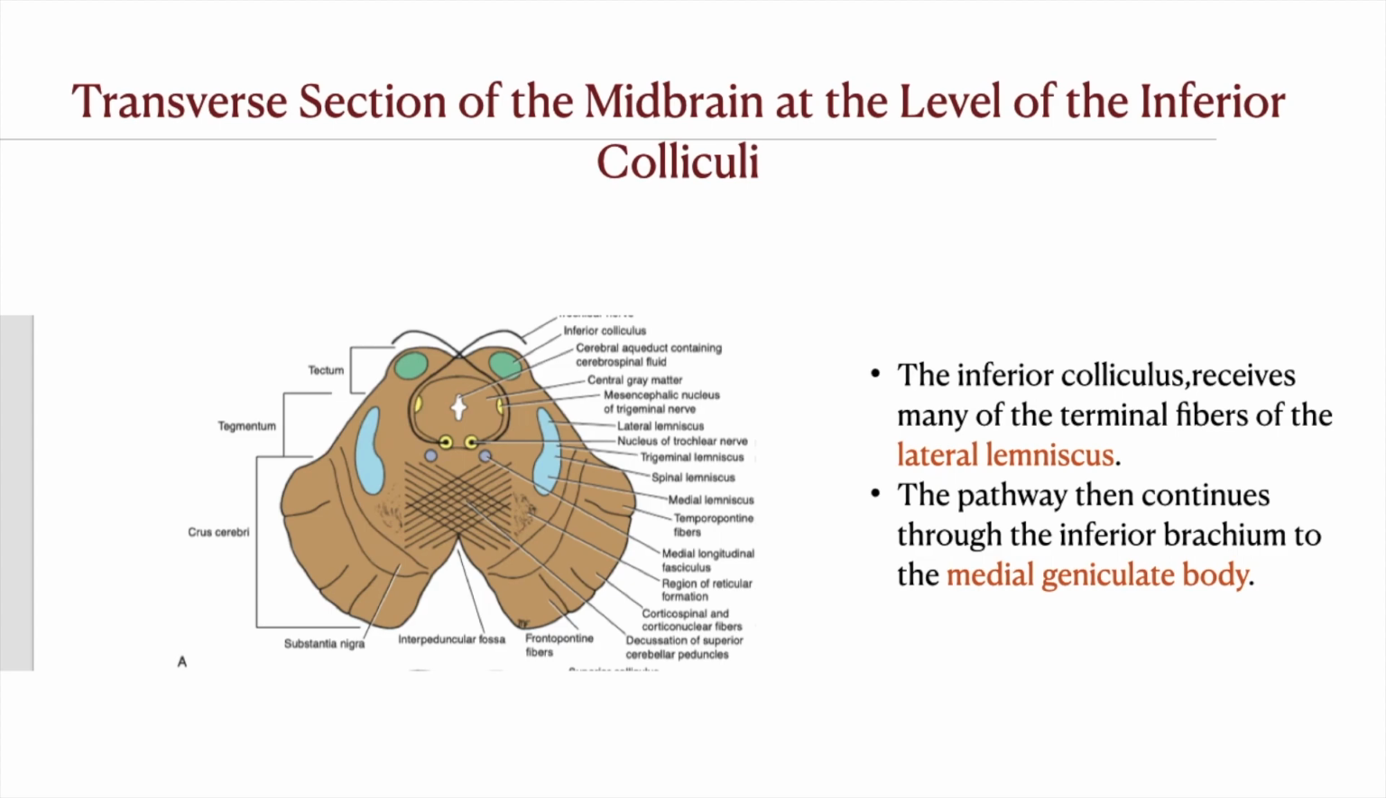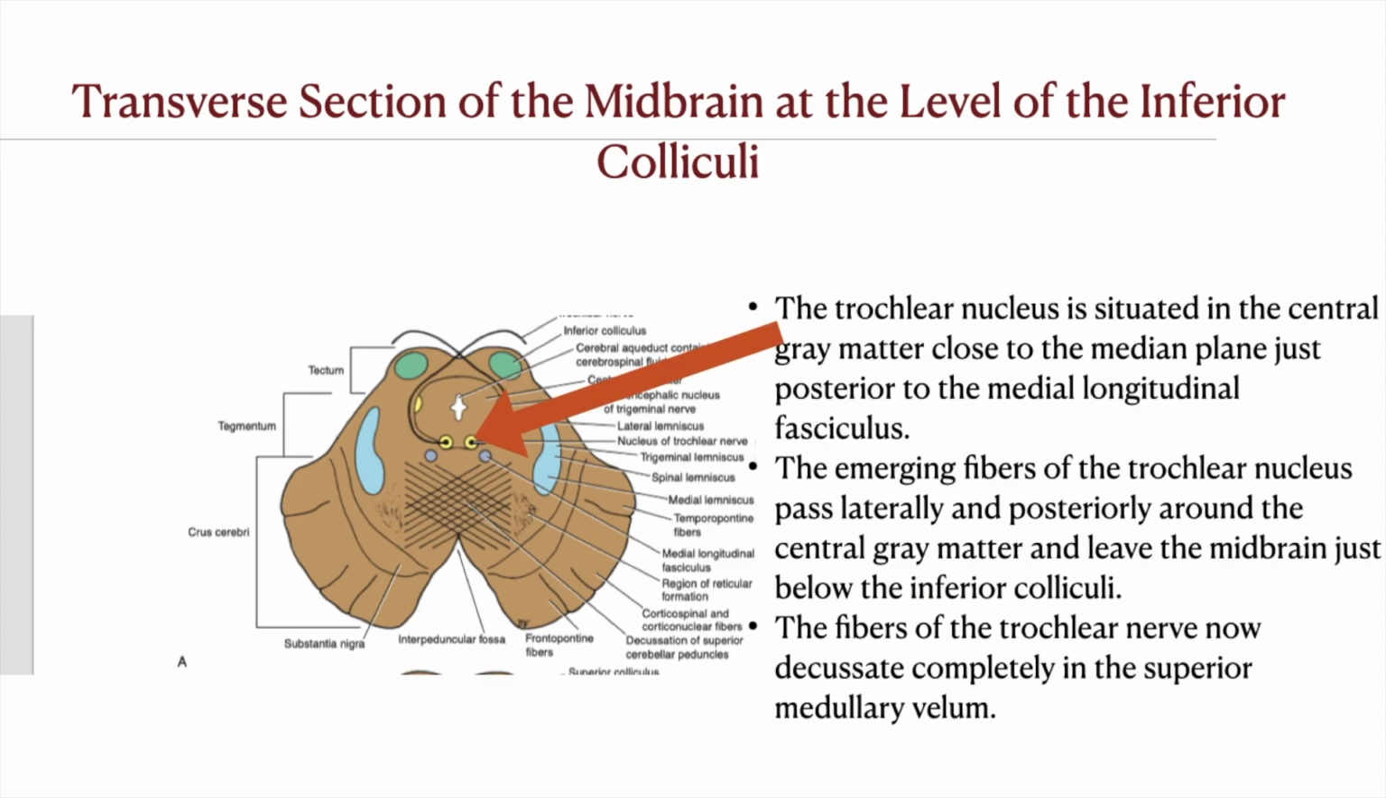The transverse section of the midbrain at the level of the inferior colliculi. The inferior colliculus receives many of the terminal fibers of the lateral lemniscus. The pathway then continues through the inferior brachium to the medial geniculate body.